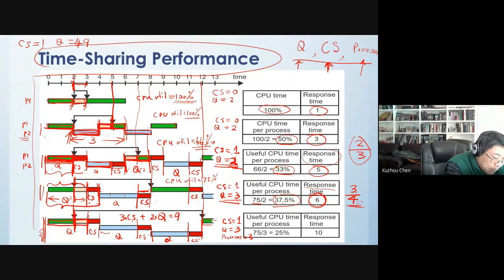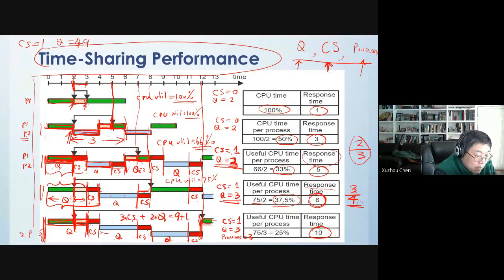Plus its own waiting time. So the total response time is 10. So that's internal. That's the process 1's waiting time for the next CPU burst. And that's basically the time wasted on the other 2 processes. Okay.